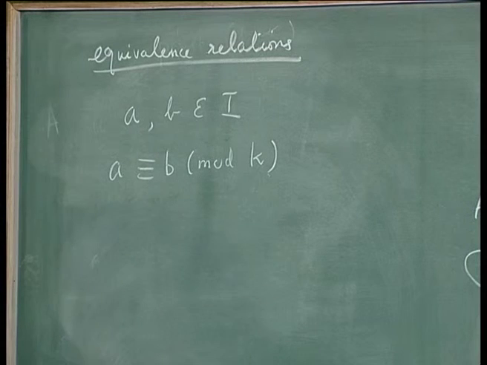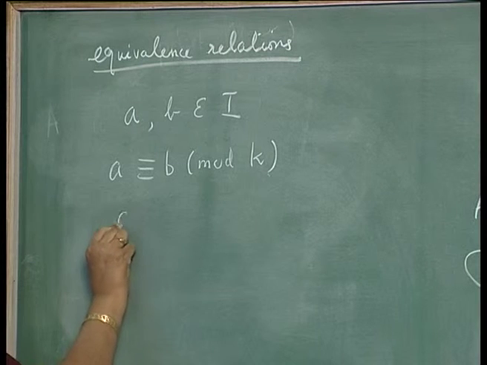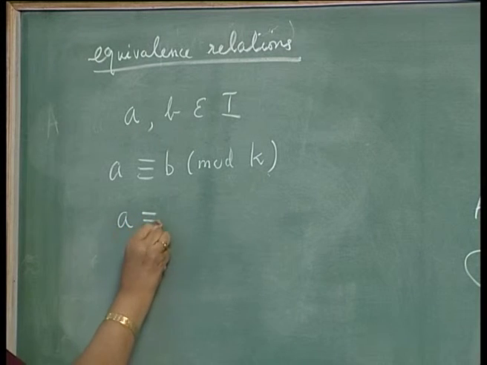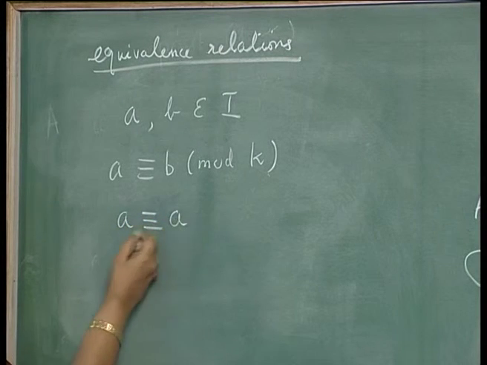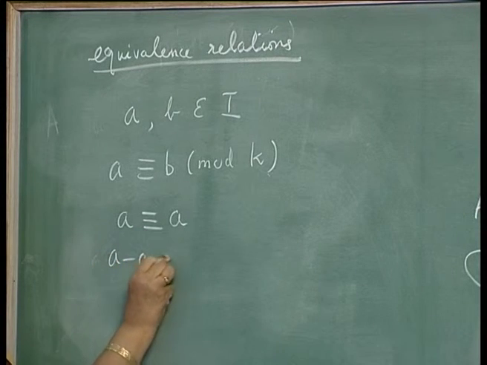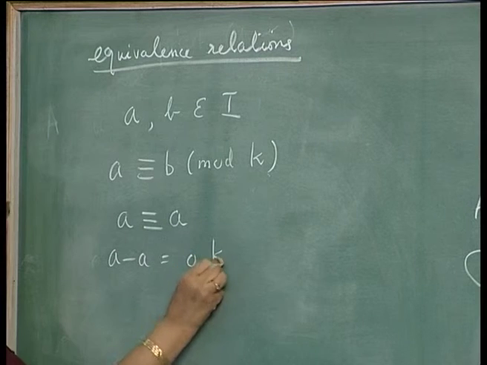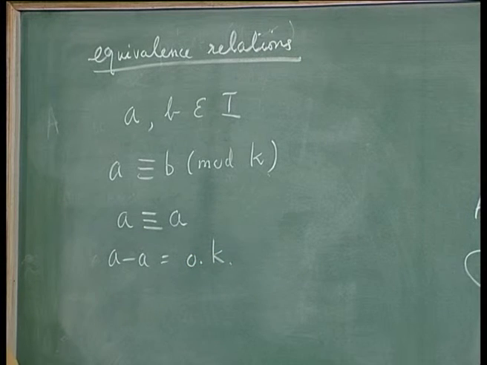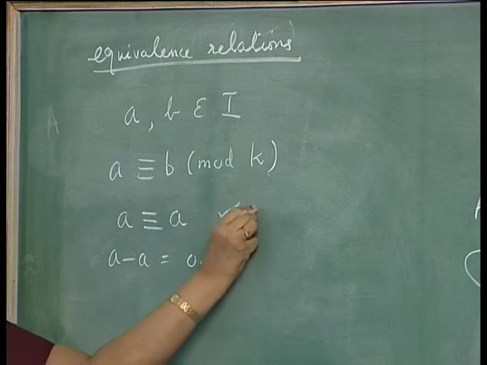Why is this an equivalence relation? Say, for example, if you take a, a will be equivalent to a itself. The reflexive property will hold because a minus a will be 0 times k. So, the reflexive property holds.